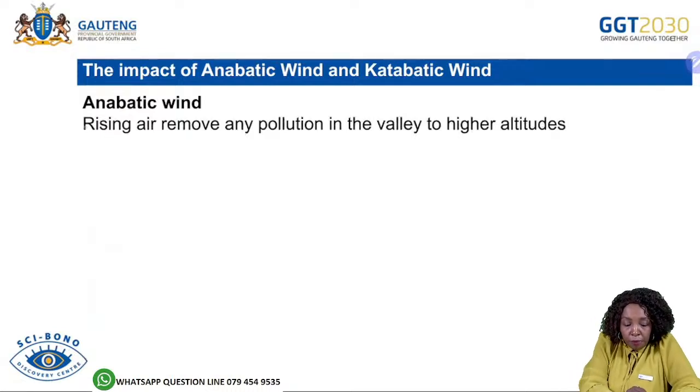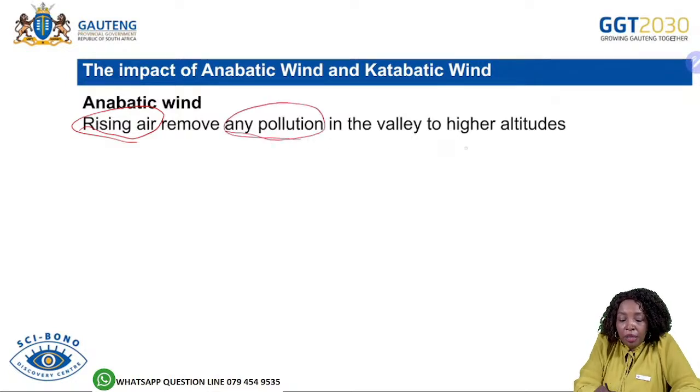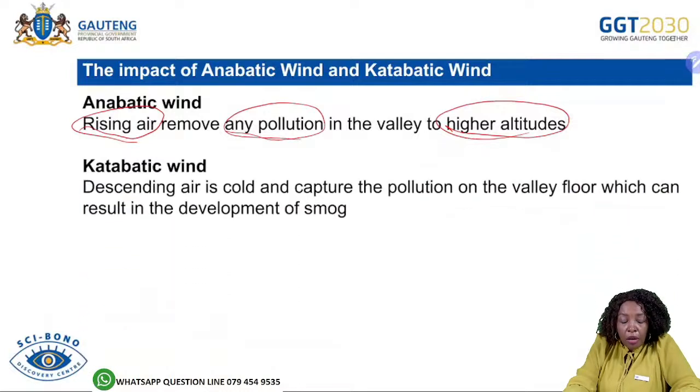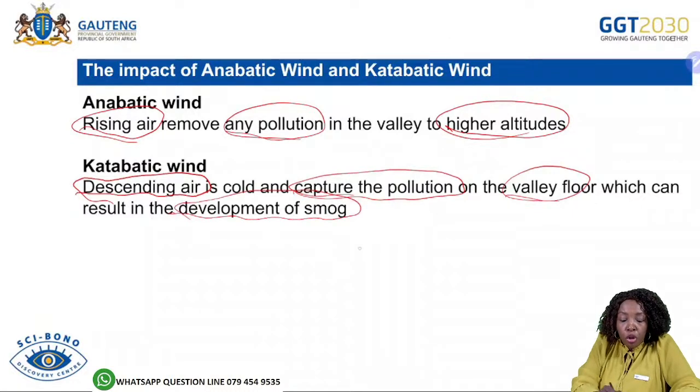So because we've got air that is rising from the valley, pollution would then be lifted up to the higher altitude. Okay, and then with the katabatic wind, we've got cold air that is descending. Then it will capture pollution on the valley floor, which can result in the development of smoke.